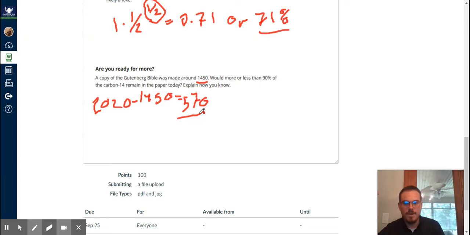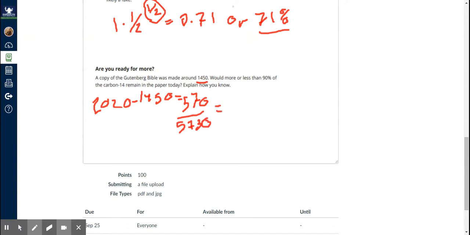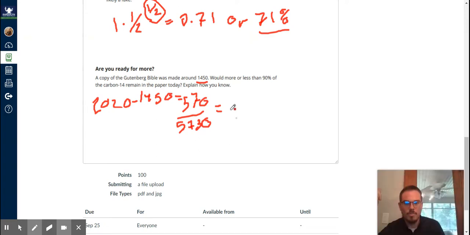570 divided by 5,730. That will give me a fraction. That's going to be my exponent. So let's see. That should be about 0.1. We'll call that 0.1 because that's about a tenth of the time that it's taken.